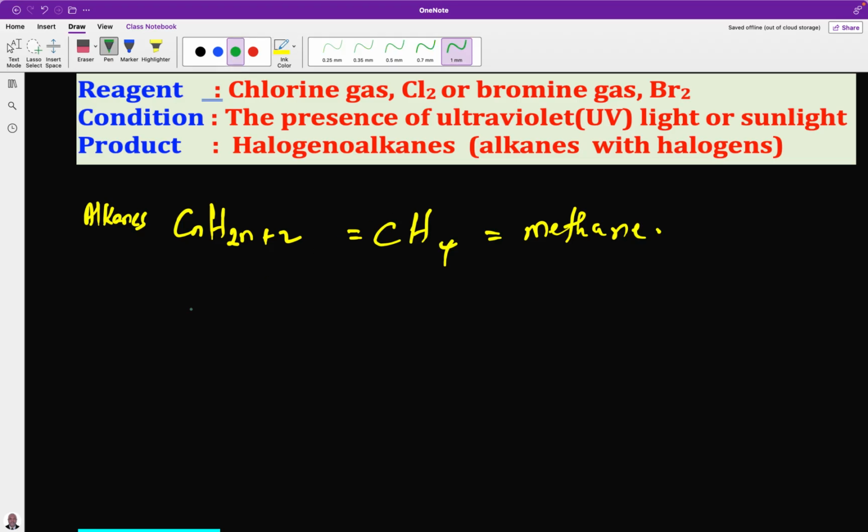You can say this is CH4 plus a chlorine molecule, in UV light. A chlorine atom is substituted. In that case, we will have CH3Cl. Hydrogen chloride is always a product.